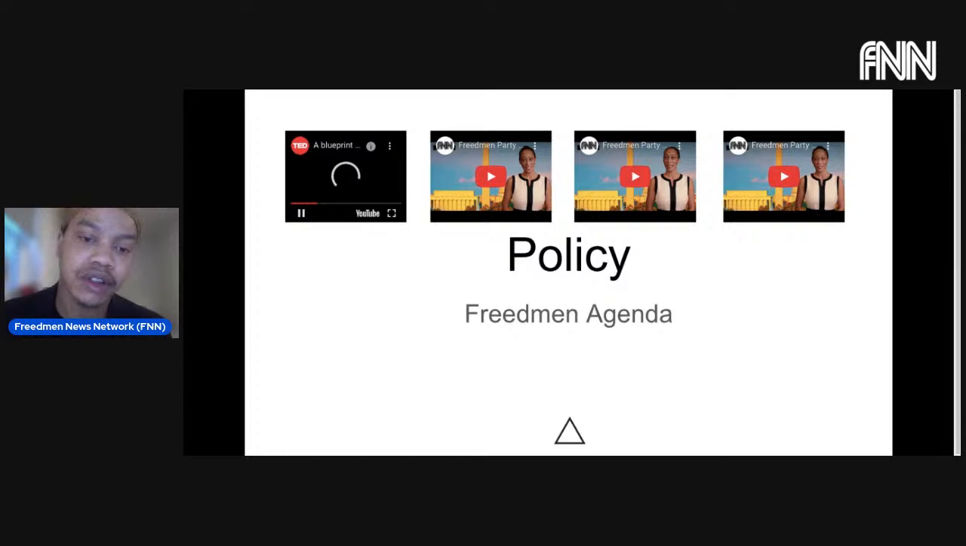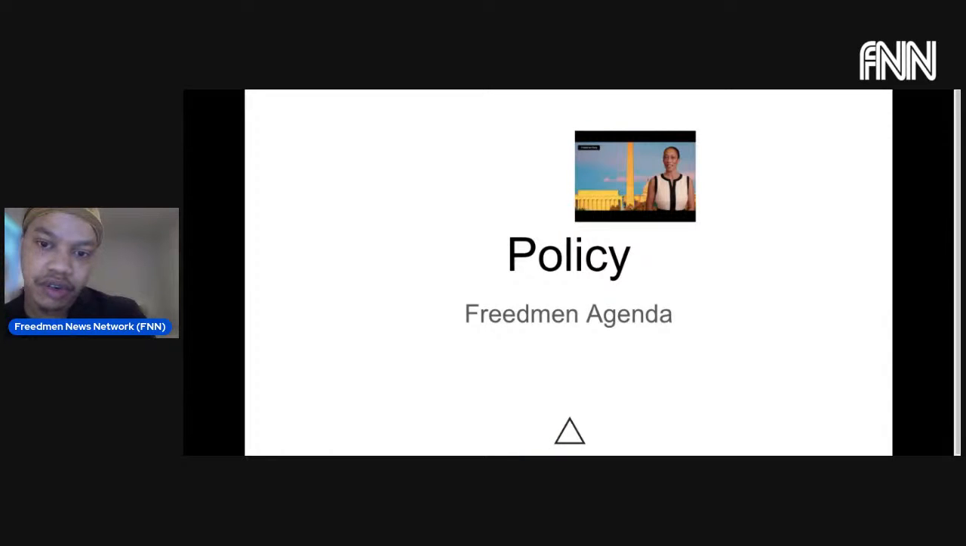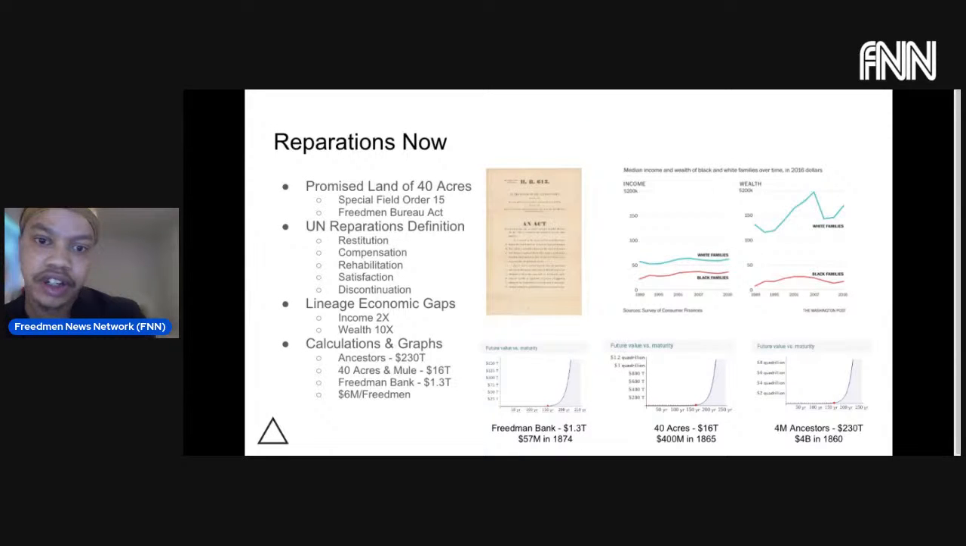So the three policies are reparations now, freedmen reconstruction, and genocide prevention. In terms of reparations now, obviously, our promised land of 40 acres and a mule, which is referenced both in Special Field Order 15 as well as the Freedmen's Bureau Act.